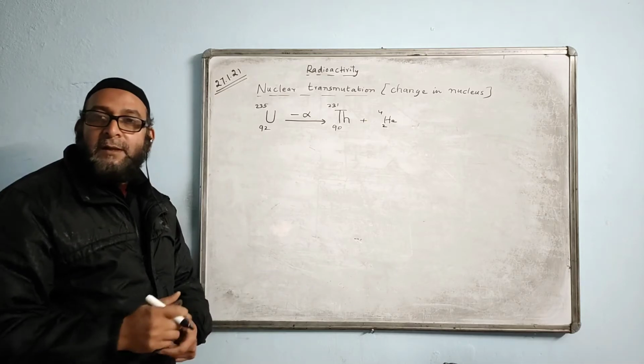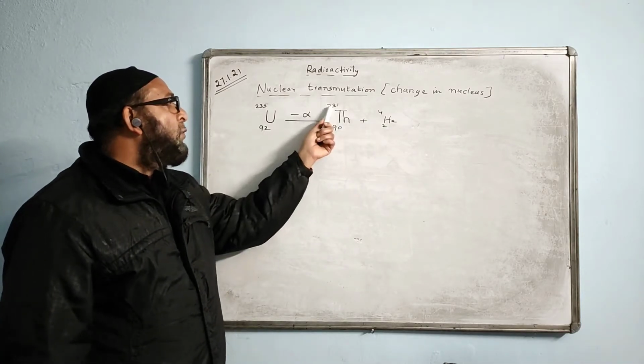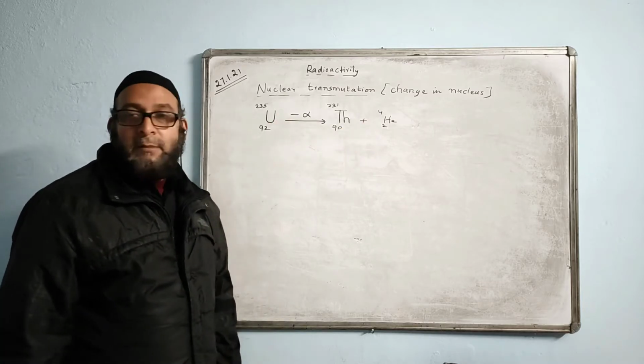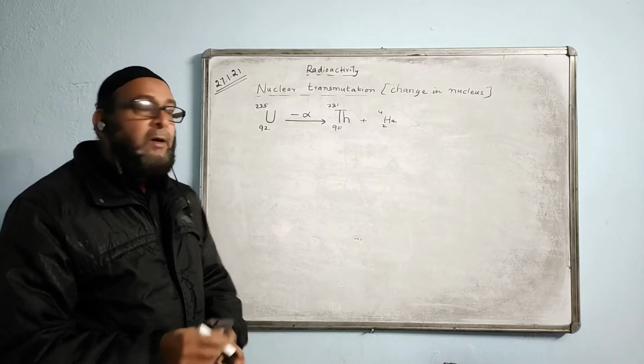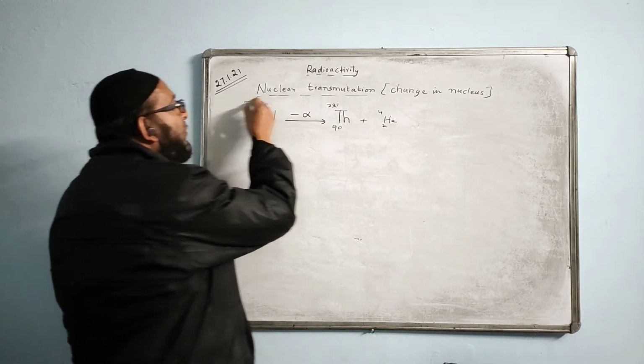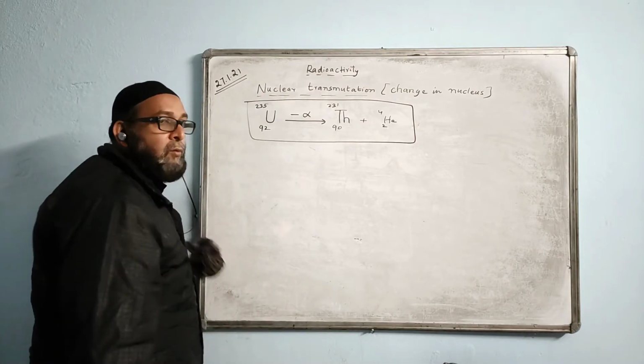Plus alpha particle. And check whether this is right or wrong. 90 plus 2 gives 92. 231 plus 4 gives 235. So this is correct. This reaction you have to learn by heart. Uranium changes into thorium by emitting an alpha particle. This reaction you have to know.